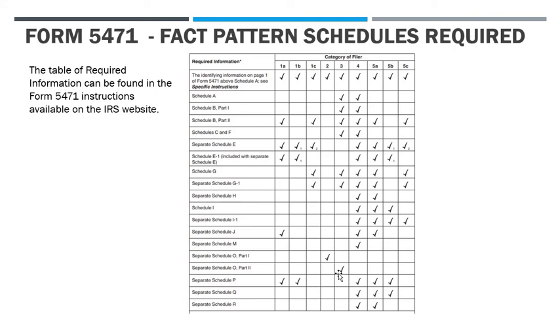Now, in this example, remember, John is basically almost all these categories. He is a Cat 2 and Cat 3 filer. So we're going to be completing Schedule O, both Parts 1 and 2.